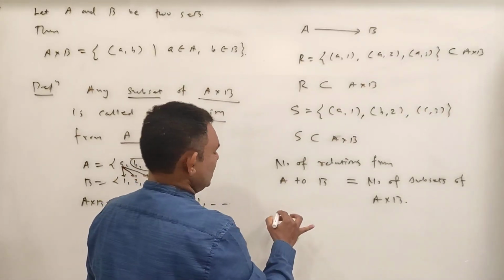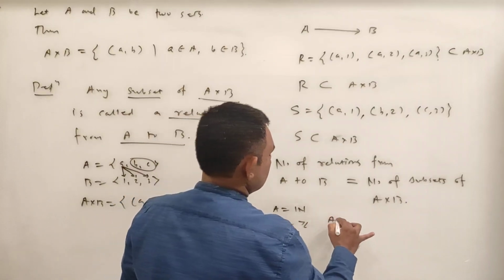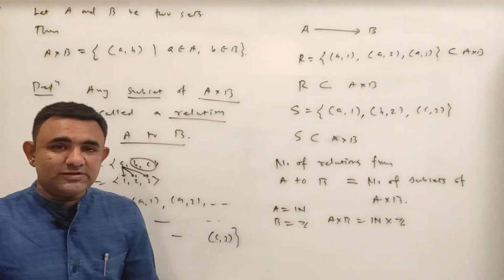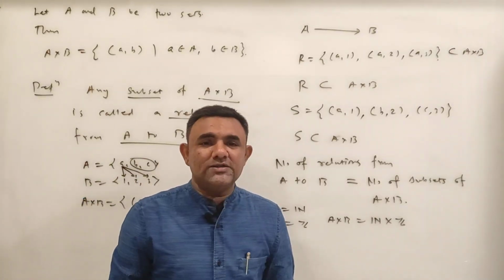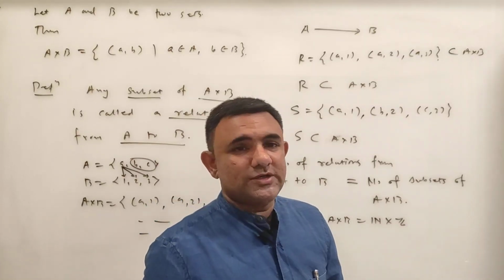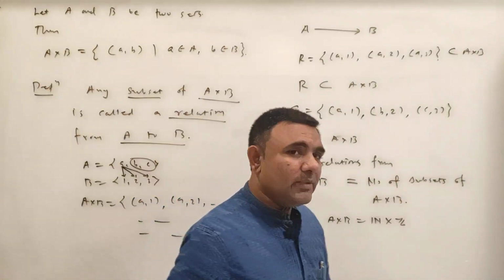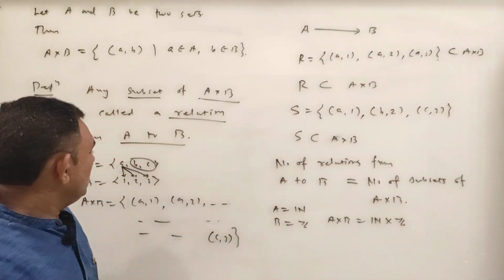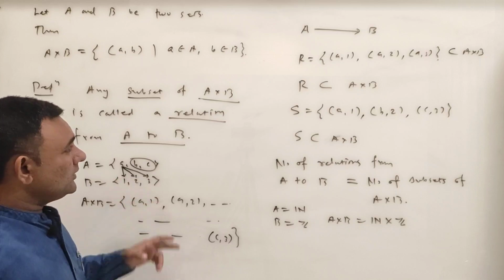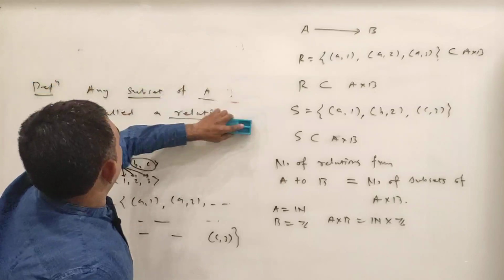For example, if I consider A is equal to N and B is equal to Z, then your A cross B is what? N cross Z. So N and Z are infinite sets, so you have infinitely many subsets. Here N cross Z is also an infinite set, so you have infinitely many relations from N to Z. और यदि आपके पास A और B फाइनाइट सेट्स हैं, तो आपको कितने मिलेंगे? So let us derive and just write down the formula.